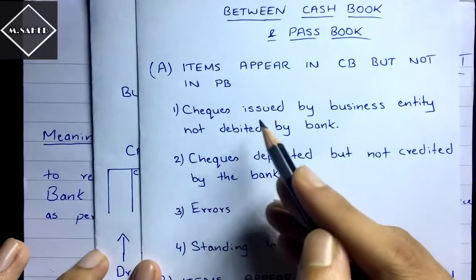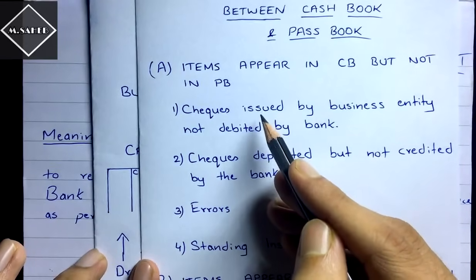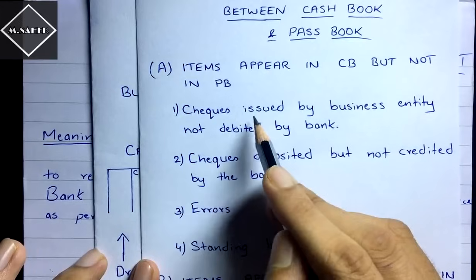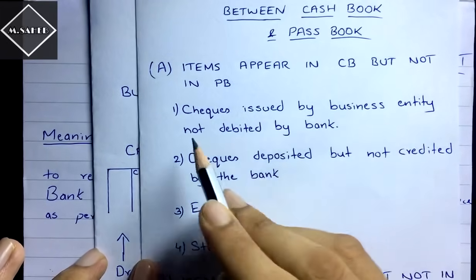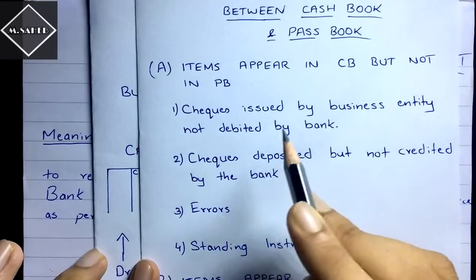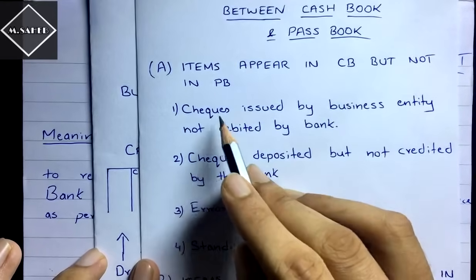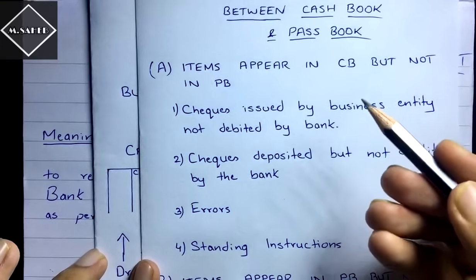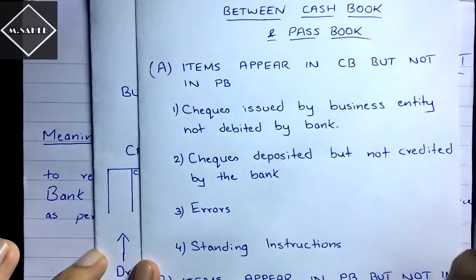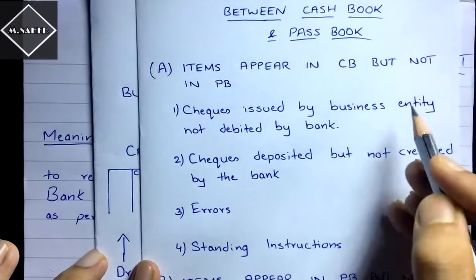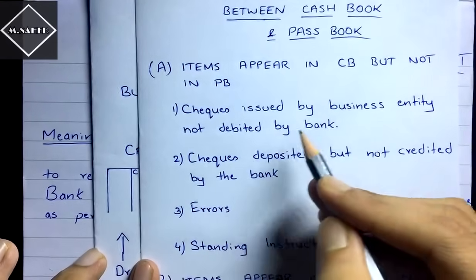See, checks issued. Now what do you mean by checks issued? Check issued means we are making a payment, okay? Check issued by the business entity, not debited by the bank. That means we have given the check to a supplier, not a customer. We are making a payment to a supplier, for example.